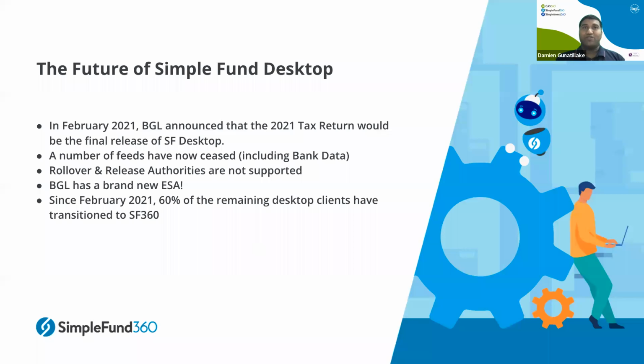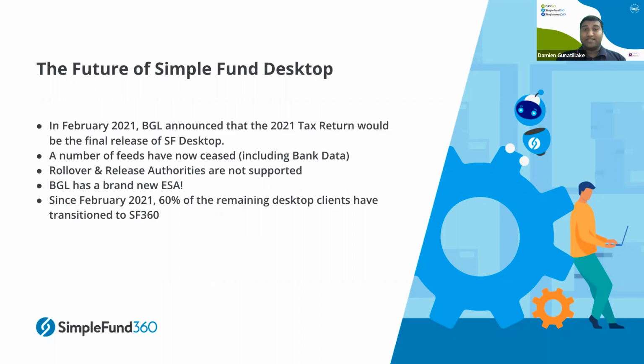A couple of compliance changes have also happened. One of them was around the T-bar indexation. BGL made a decision not to include that as part of the Simple Fund Desktop product. There were a number of complex changes that were required to be made, even with Simple Fund 360. And the second main reason is the rollover changes that happened as of the 1st of October 2021. So the rollovers through ESA were also not supported through Simple Fund Desktop.